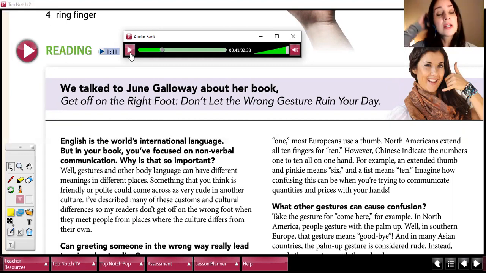So we say focused, focused on. This is the preposition we use after focus. Non-verbal communication, so body language, you're not using your language, so it's non-verbal. Why is that so important? Well, gestures and other body language can have different meanings in different places. Something that you think is friendly or polite could come across. Come across, it means when you transfer a message, when you make yourself understood. You know what I mean?